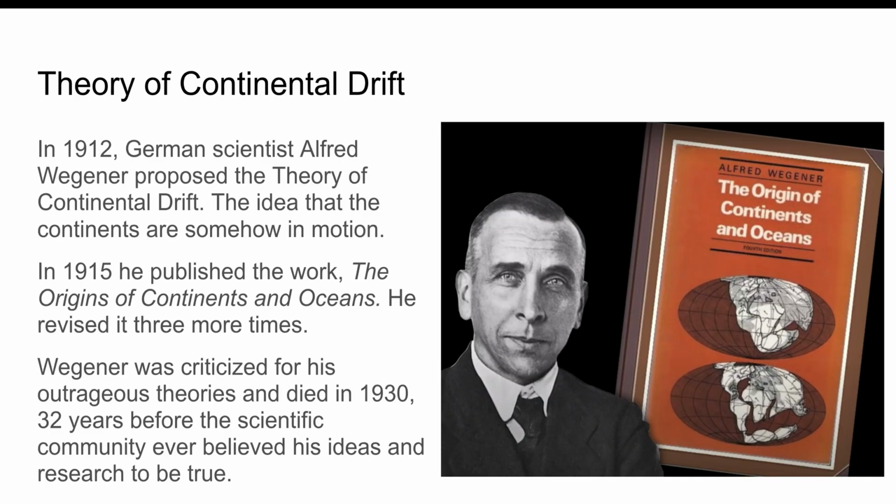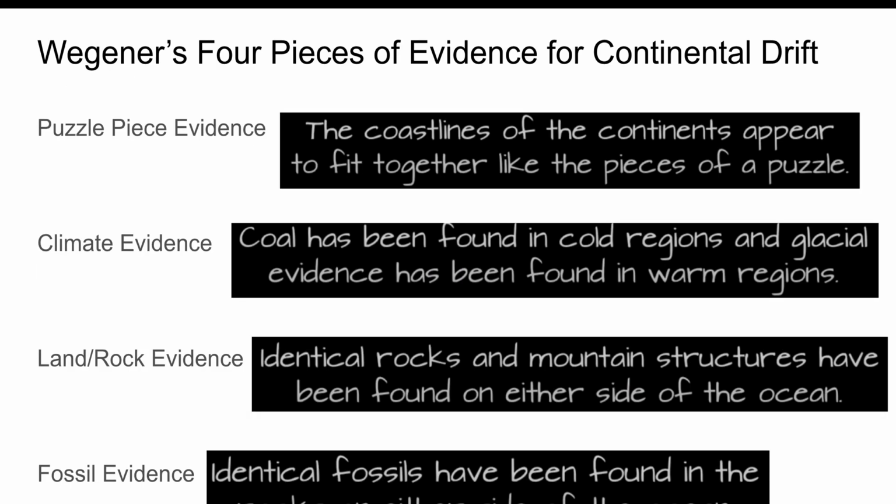So the theory of continental drift, like we said already in class: Alfred Wegener came up with this idea that the land on the Earth is in motion, and he did this in the early 1900s, and he was criticized by the scientific community. They thought he was crazy. Nobody believed his ideas because he really didn't have the evidence to support them.